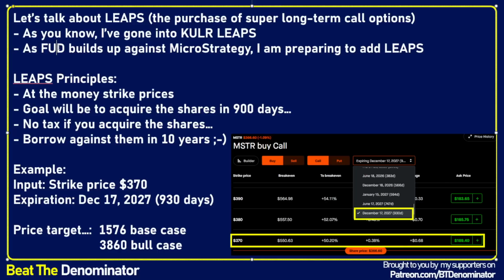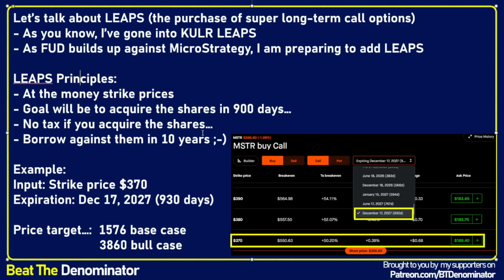And as FUD builds up against MicroStrategy all over Twitter, all over the internet, I am preparing to add leaps. If we get another drop, I might add leaps. And of course, you'll know on the Patreon how I do it. I know many people who follow MSTR love the leaps. I might add leaps because this is getting ridiculous.